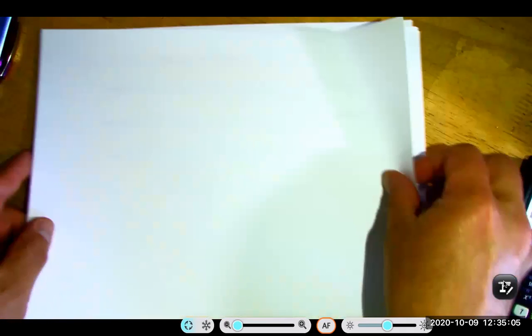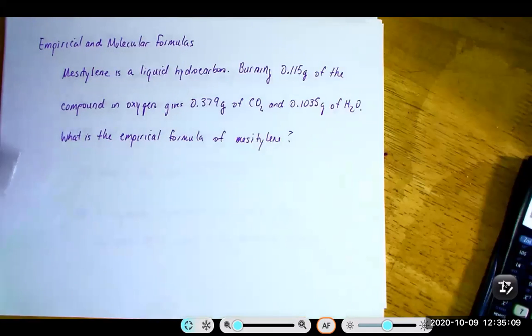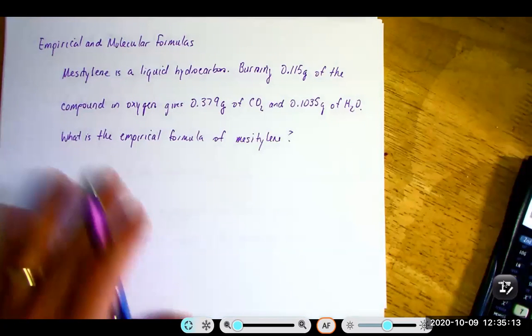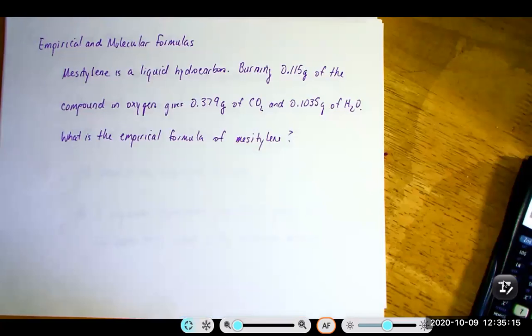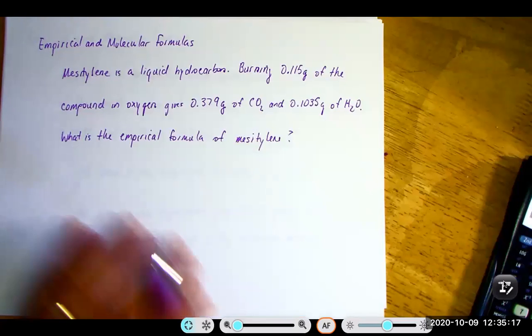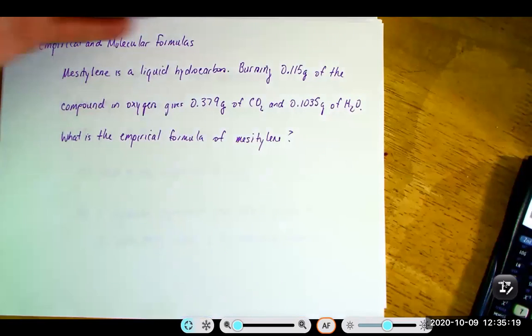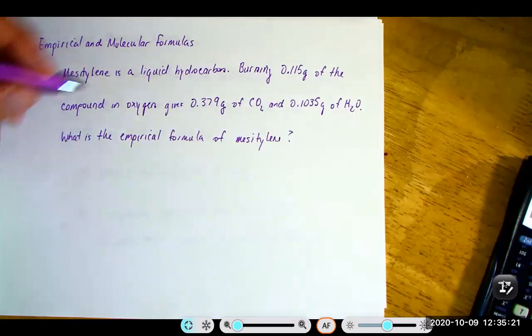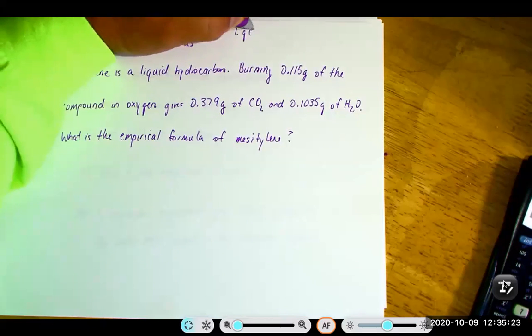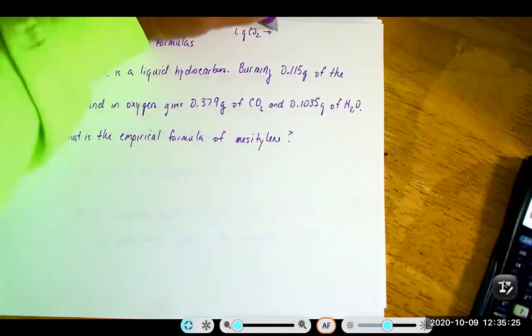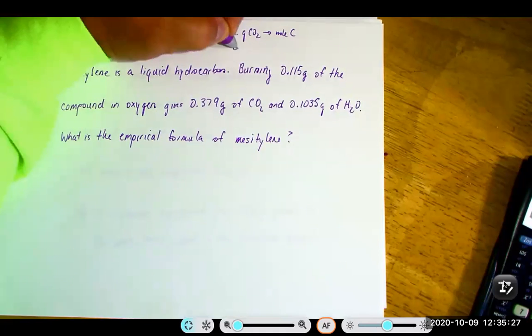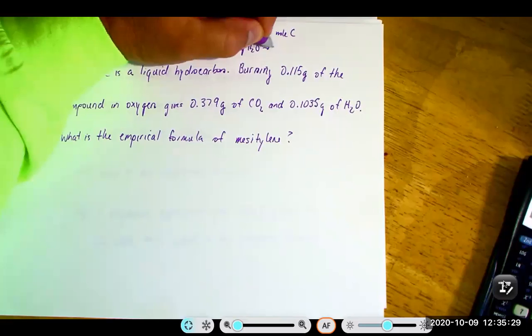Okay, so for the next one, we have empirical and molecular formulas. This shows you how to find the empirical and molecular formula of something. And when you're burning a hydrocarbon, essentially the method is: 1, take the grams of CO2 and figure out the moles of carbon. 2, take the grams of H2O and figure out the moles of hydrogen and go from there.